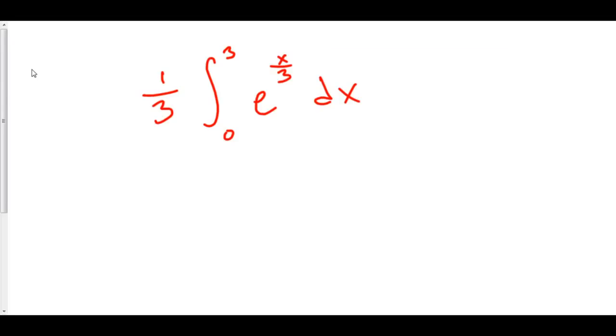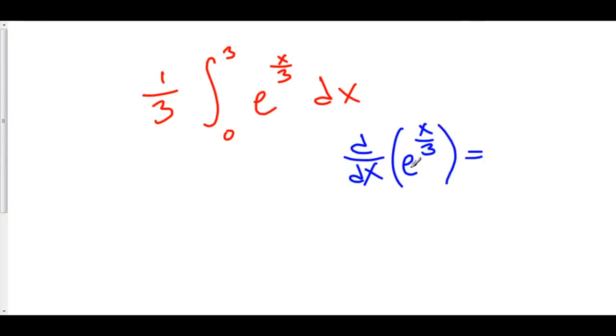Let's take the integral of some exponential function. Here we've got 1/3 the integral from 0 to 3 of e to the x over 3 dx. Well, we want to find the antiderivative of e to the x over 3. So let's play around a little bit. We know that the derivative of e to the x is e to the x. But here we don't have e to the x, we have e to the stuff. So let's try taking the derivative of e to the stuff, and let's see if we can come up with something that looks like e to the x over 3.